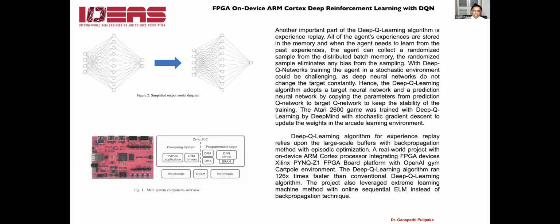One is a predictor Q network, and then there is a target Q network. In the predictor Q network, you have all of your algorithms and all of your input features, and then it starts producing a target Q network, and then it starts training them.